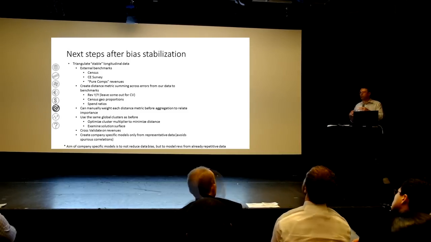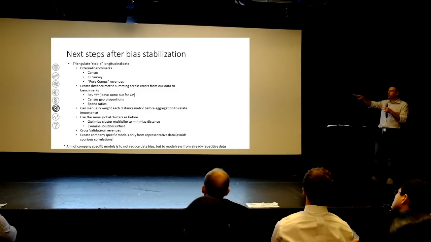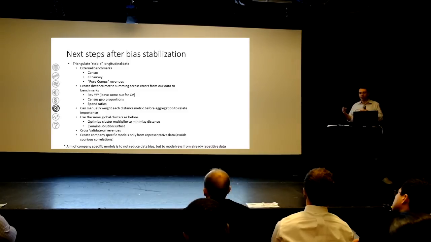Let's say the census. So the census geographic distributions are also applied to this data. So we have the census, we have the consumer expenditure survey, which measures how the U.S. spends their money. And then we got pure comps revenues, but for those, we want to leave some of those out until the cross-validation phase. So we can create a distance metric between that ratio and the ratio that's inherent in our data.